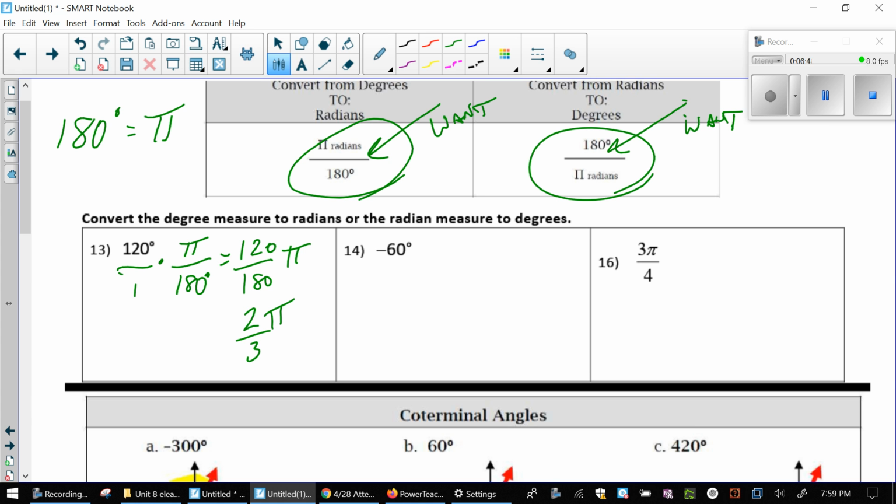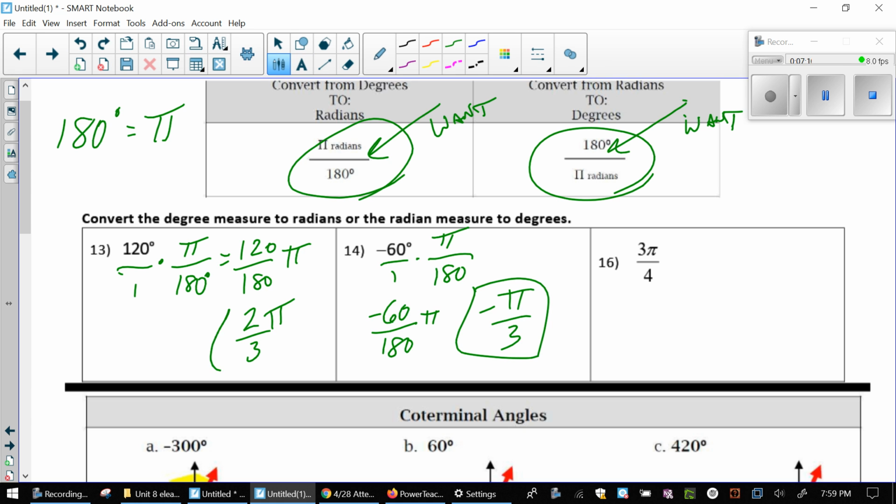All right? Starting with degrees again, I want to change to radians. I'll put it over 1. I want radians, so pi goes on top, 180 goes on bottom, and I'm just going to simplify this. Negative 60 over 180 times pi. And negative 60 over 180, if we simplify that, is negative 1/3 pi, or negative pi over 3. You can write it either way.